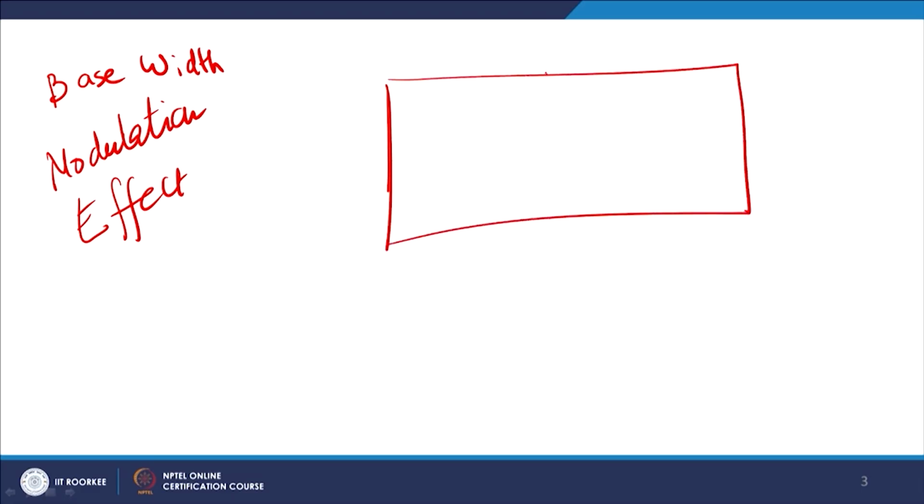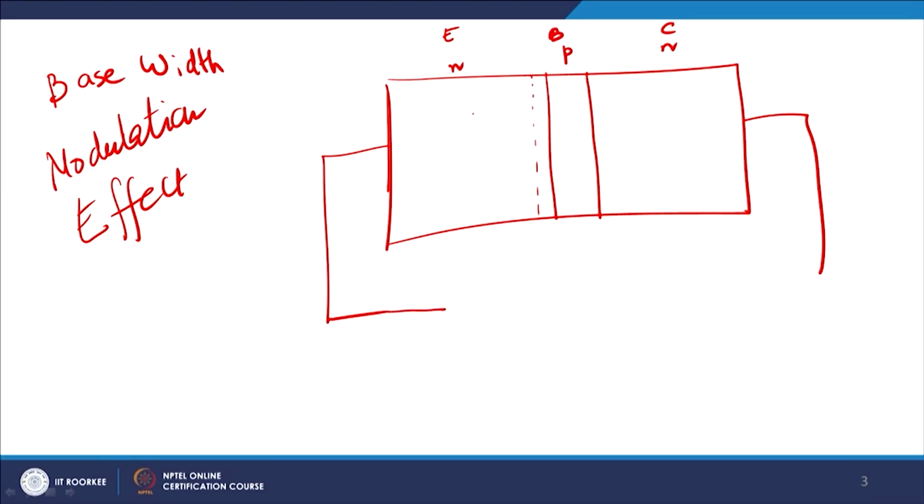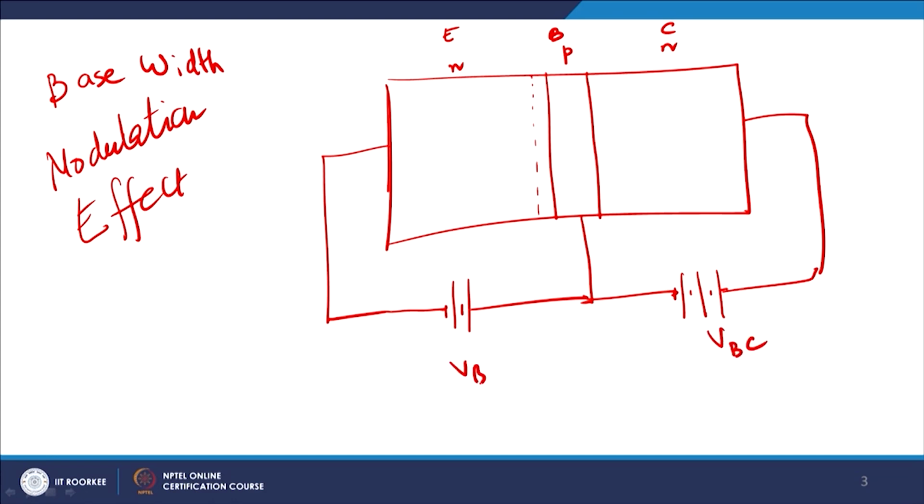BJT. If we have a base which is something like this, then if you look very carefully, if it is forward active mode, and assuming this to be NPN, and this is emitter, base, collector, then we bias it such that this emitter base junction is forward biased, and this base collector junction is reverse biased, right, this is reverse biased. So, I define, let me suppose, VBC and VBE.